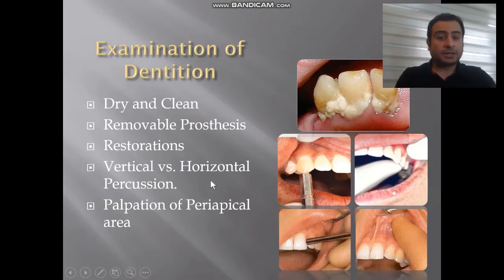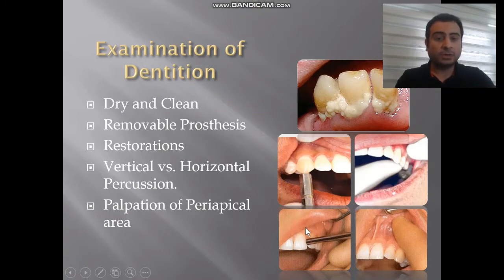Vertical and horizontal percussion. Percussion, as we said, in the dental practice can be done with the handle of the mirror. As you can see here, the handle of the mirror is delivering a vertical force along the long axis of the tooth. This is a canine, and the operator is using the handle to deliver a force on its cusp tip. This is a vertical percussion, and it can be used to assess any abnormalities within the apical periodontium. So if there is anything related to the apex of the tooth, this can be assessed using vertical percussion.